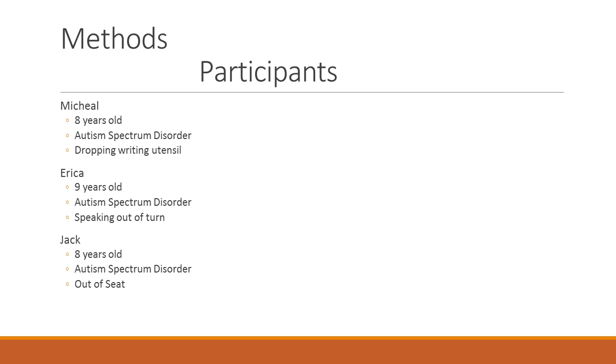There were 3 participants: Michael, Erica, and Jack. Michael was 8 years old and diagnosed with autism spectrum disorder. His problem behavior was dropping his writing utensil repeatedly during the day. When he would drop his utensil, the teacher would provide a verbal reprimand, pick up the utensil, and give it back to him. There was no formal plan in place at this time.